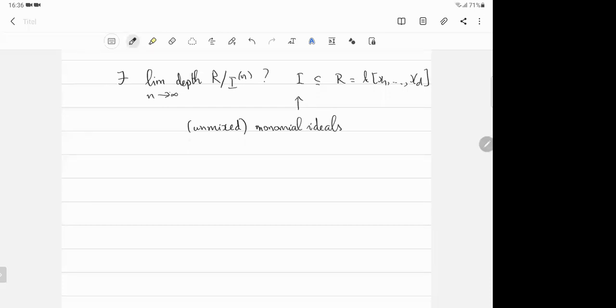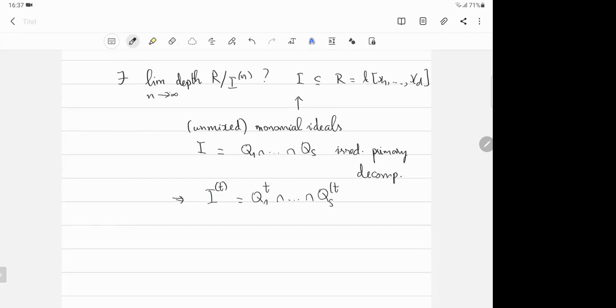And I told you that in the unmixed monomial case, we have a way to compute the symbolic powers of a monomial ideal, right? So I told you that you can start with an irredundant primary decomposition, and then from this you can compute, at least in theory, all the symbolic powers, as the intersection of powers of Q1 up to Qs.